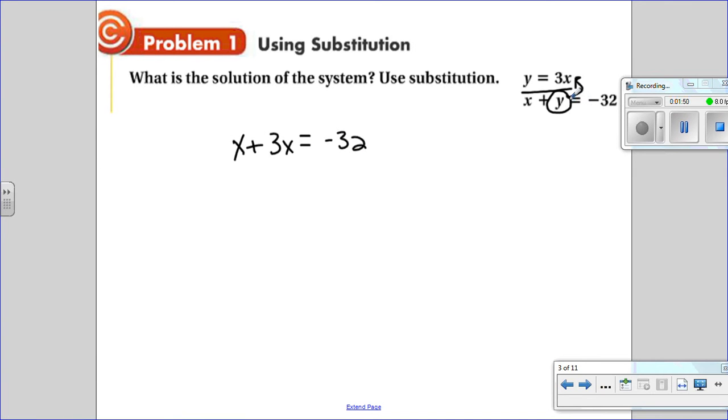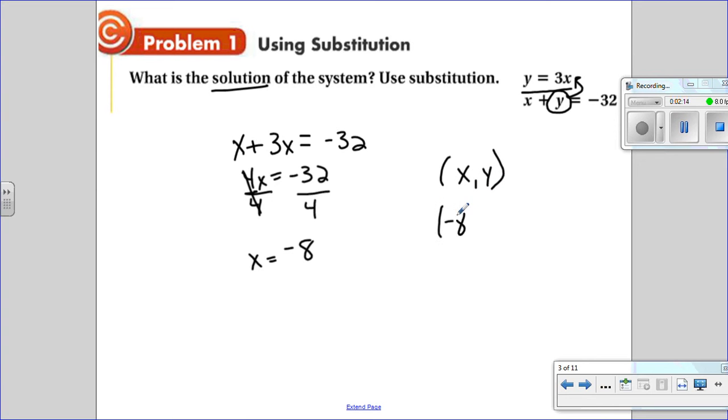Again, we're just replacing y with what y equals. Add those together, you get 4x equals negative 32. Solve for x, you get negative 8. So now that's what x is. Remember, we're looking for a solution for the system, and a solution comes in terms of an x and a y. So we now have the x, which is negative 8.